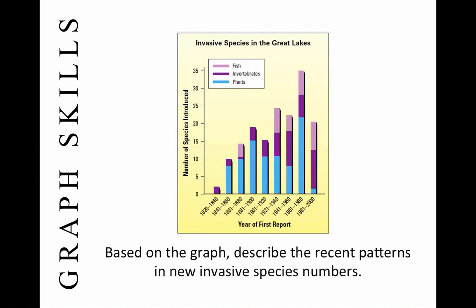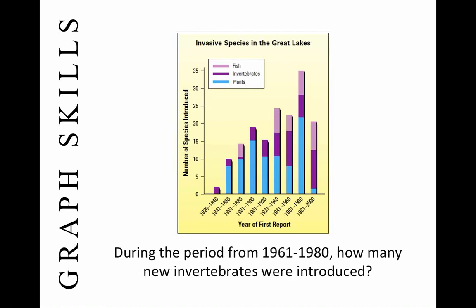Let's first practice reading this graph. During the period from 1961 to 1980, how many new invertebrates were introduced? An invertebrate is an animal that doesn't have a spine, like a snake. So how many were coming into the Great Lakes? How many new invertebrates were being introduced? Take a minute and look at the graph. See if you can figure this one out. You can pause the video if you'd like.